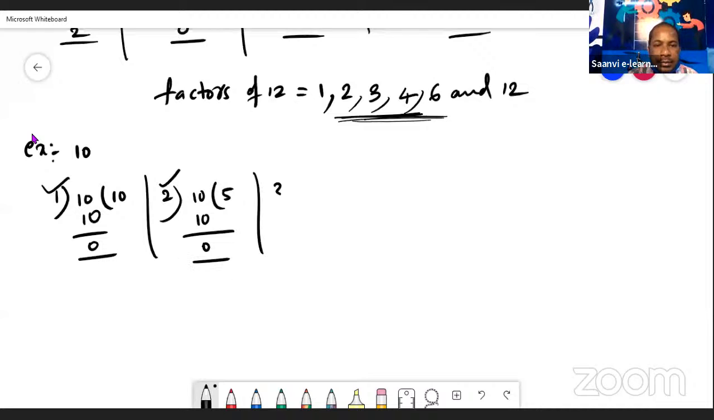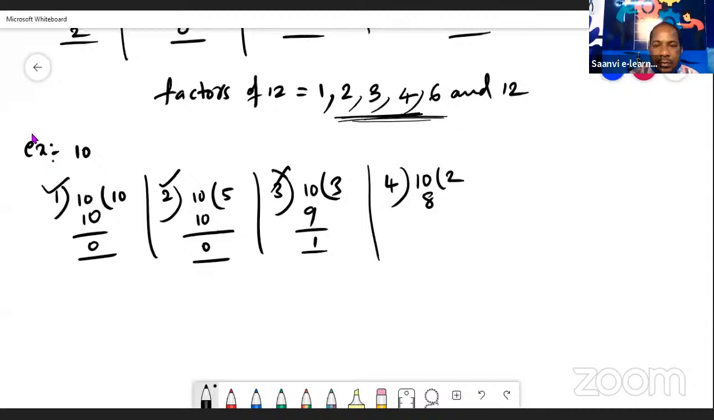Now divide by 3. 3 3s are 9. 1 is the remainder, not divided exactly. Divide by 4. 4 2s are 8. 2 is the remainder. It also did not divide exactly. Okay. So divide by 5.